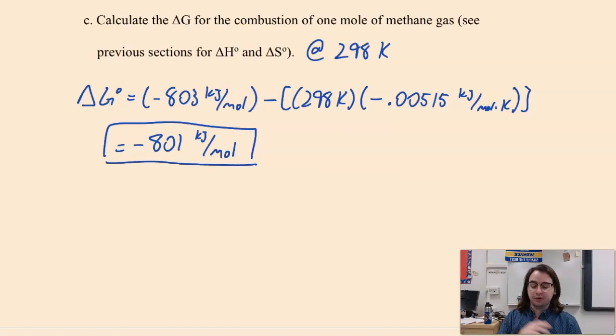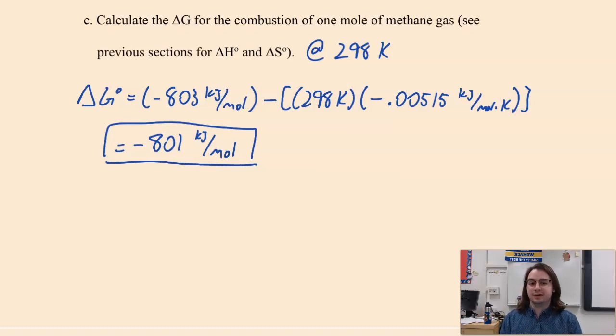Okay, so all I did was pull the numbers straight from the previous problems I did in the notes. The delta H for the combustion of methane is negative 803. The delta S was 5.15, so I had to move the decimal over because this is in kilojoules, not in joules. And then I just multiply that by the temperature, which again is 298. Bing, bang, boom, I get negative 801. Now, whether or not that negative sign has an importance, that's something that we're going to talk about in just a second.